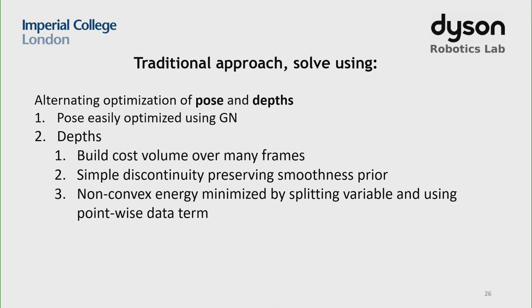So to solve this problem, traditional approaches usually use an alternating approach, because it's very difficult to solve for all those depth pixels as well as the poses of the camera at the same time. So they first take a random guess of the depth map, they estimate the poses using a Gauss-Newton optimization. Then they take those poses as the best guess for the locations of the camera, and then they do this photometric optimization of the frames to get an estimate of the depth. And they iterate between those to refine the depth and the poses over time.